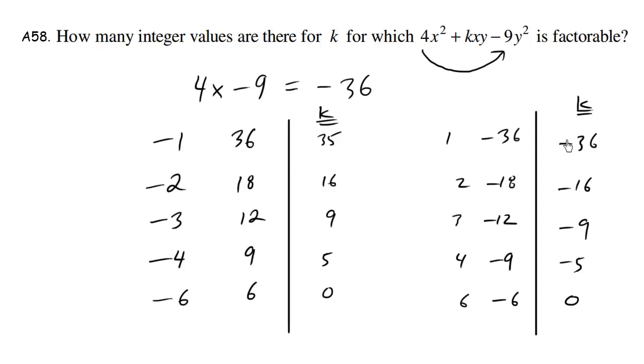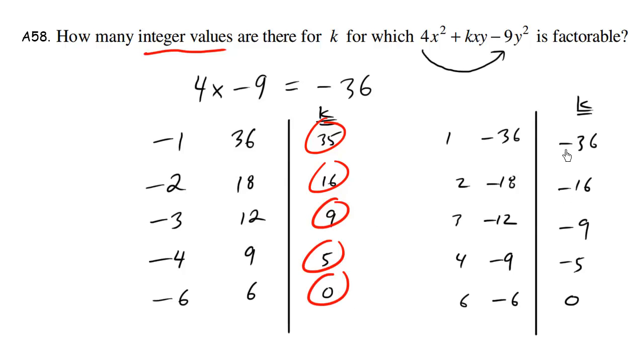So if you add negative 36, positive 1 becomes negative 35. Notice how each of these answers are very similar, except the signs are switched. So in terms of how many integer values there are, this is 1, 2, 3, 4, 5 times 2, almost, minus 1, because we don't count zeros as two different k values. So there are 9 different k values in this question.